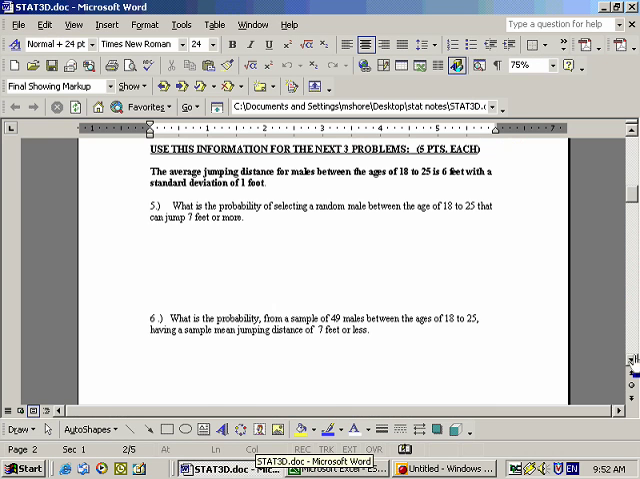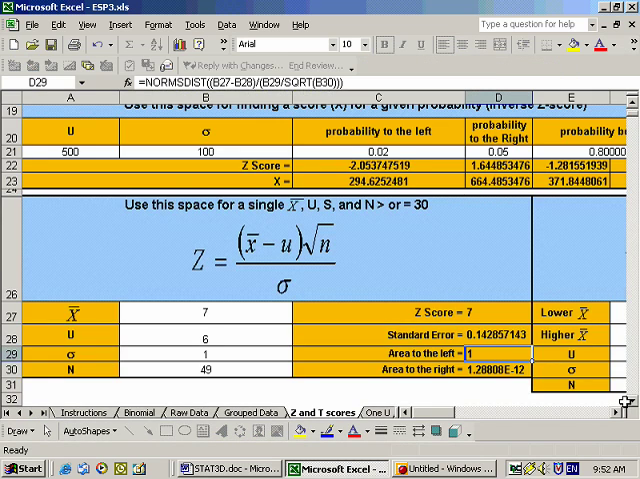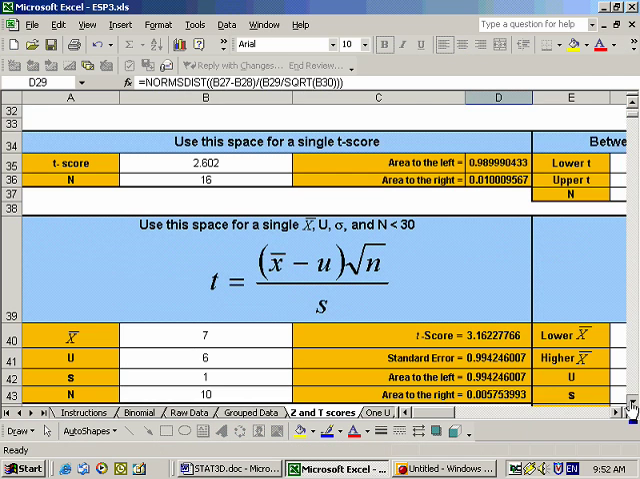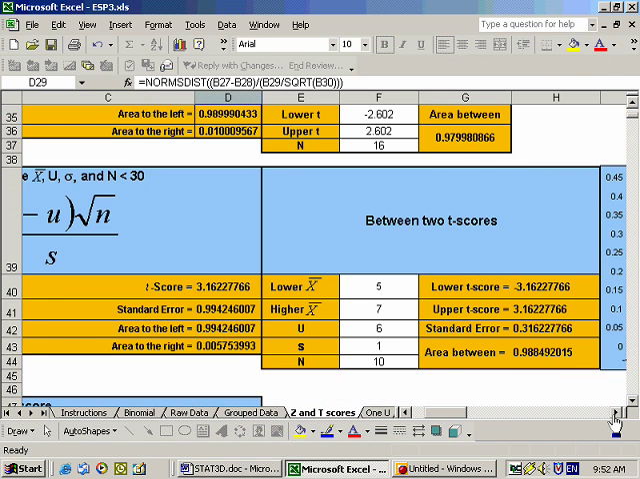On the next problem, very similar, it just changes your sample size down to 10, and it says a jumping distance between 5 and 7 feet. Since you're dealing with a small sample size and we're interested in the sample mean, x bar, then we'll have to use the t-score. So scrolling down just a little bit, we're in the t-score area, and now between two t-scores we'll have to use this area right here.